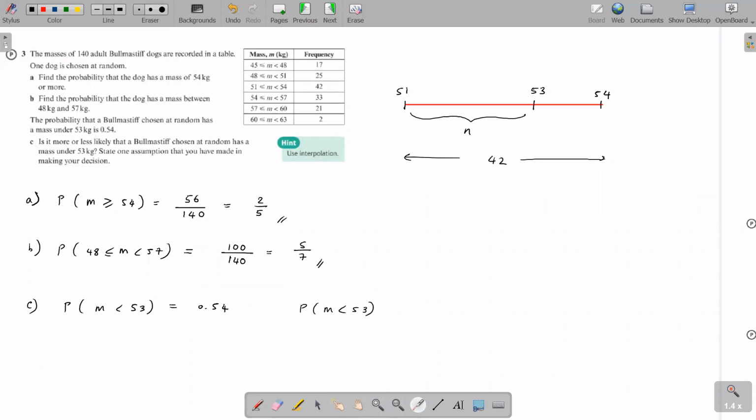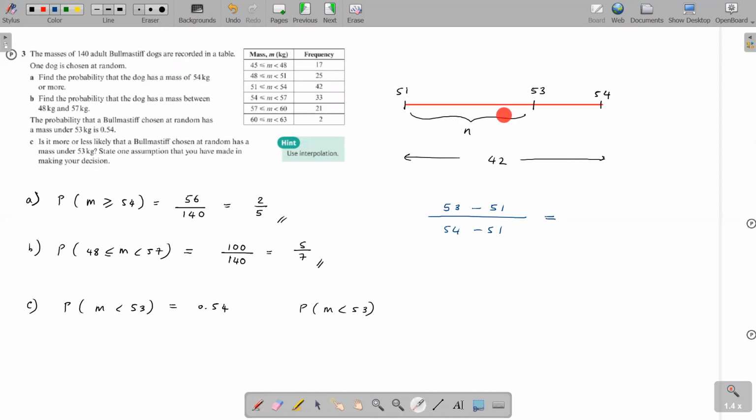Okay, so let's go for the interpolation. First one will be 53 minus 51, so we subtract the weight, over 54 minus 51. I'm taking this with the categories I know. 53 minus 51 is this gap, over 54 minus 51, the large gap. On the other side, with the cumulative frequency, I should take the same gaps.